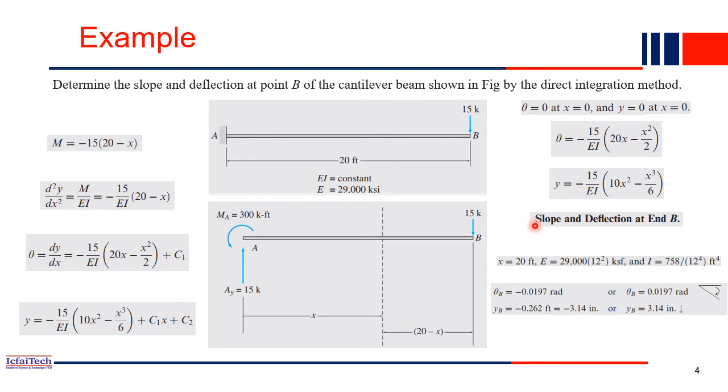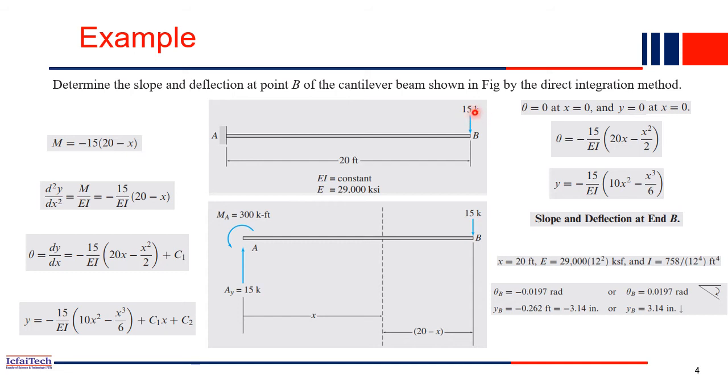So that's why we call this method the double integration method also. Okay, the question here is, this is a cantilever beam given to us. Just recall, cantilever beam means one end is fixed, another end is free, right? So this is a cantilever beam, and one load is acting, 15 k. K means kip, basically kilo pound, that is F in the FPS unit system given, right? Feet and kip. K means kilo pound.